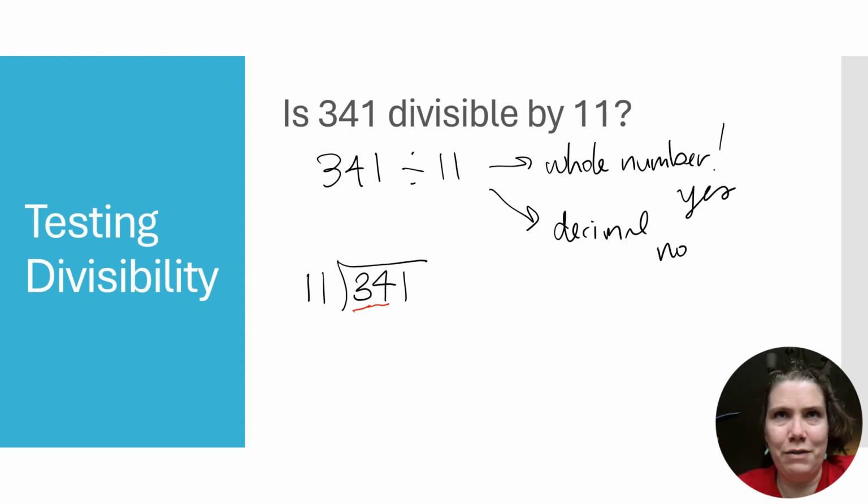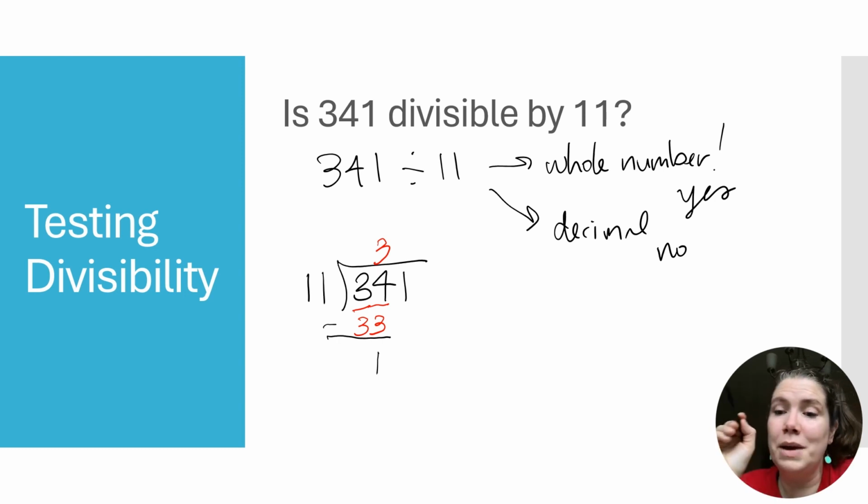Think quickly if you know your 11 times tables. It's a nice one, right? 11, 22, 33, 44, 55. I know that 11 goes into 34 3 times because 11 times 3 is 33. And I can't fit 44 into 34. That one's too big. So now I'm going to subtract and see what I have left over. 34 minus 33 leaves me 1.